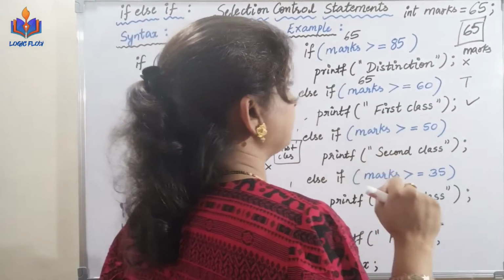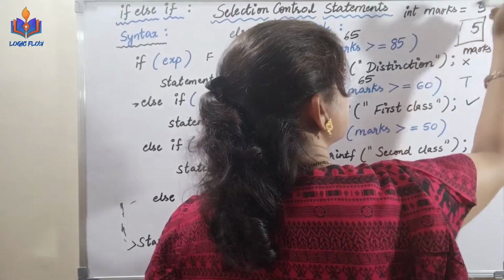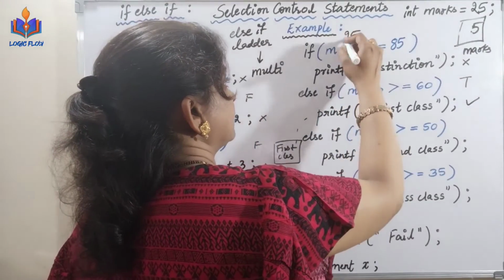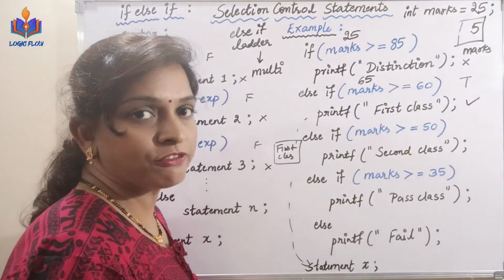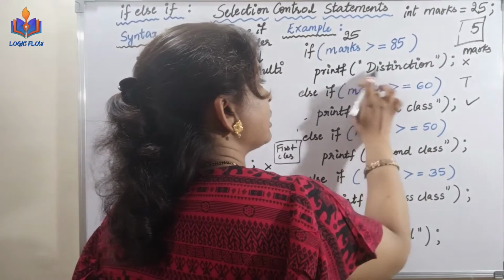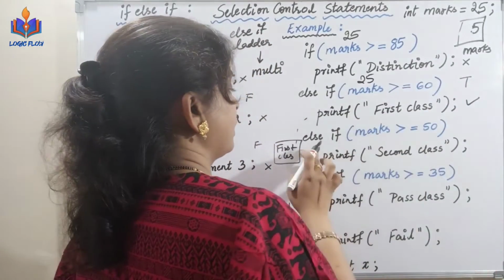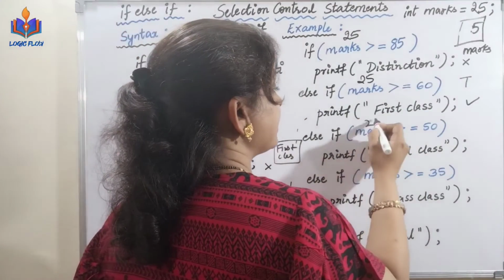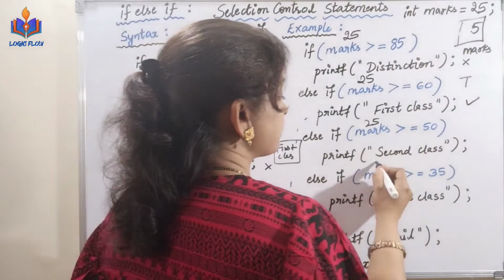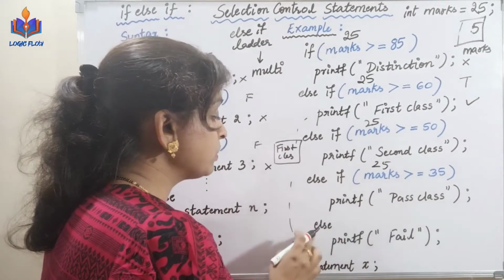Now let us say the marks that I have here is 25. Now let me go on checking. Is 25 greater than or equal to 85? No. Again come to else. Is 25 greater than or equal to 60? Again no. Come to else. Is 25 greater than or equal to 50? Again no. Come to else. Is 25 greater than or equal to 35? Again no. Come to else.